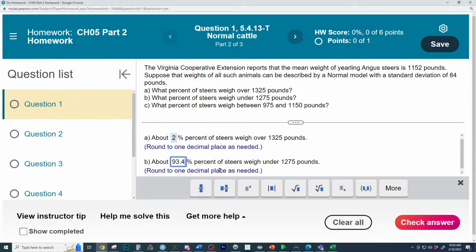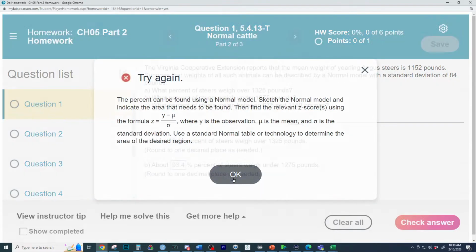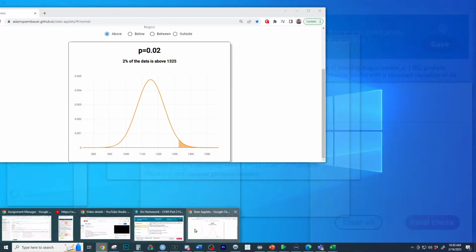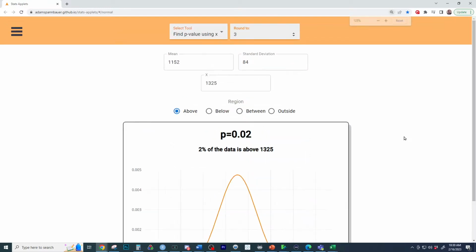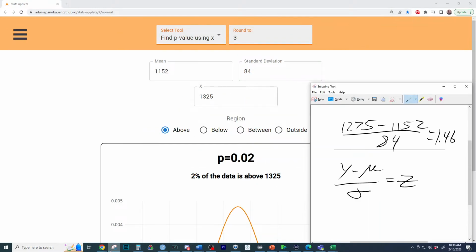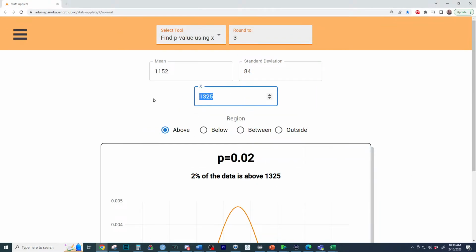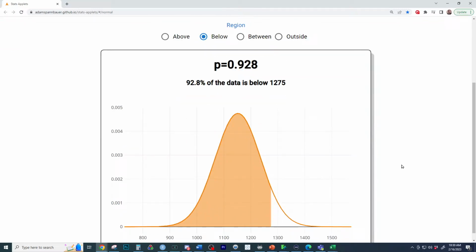We'll go a little bit higher right here. And we didn't get it. But it's good to see if you're close. If you're close, you understand what's going on. Because all we need to do now is take the value we were looking at, put in 1275, and go below. And so it's 92.8.